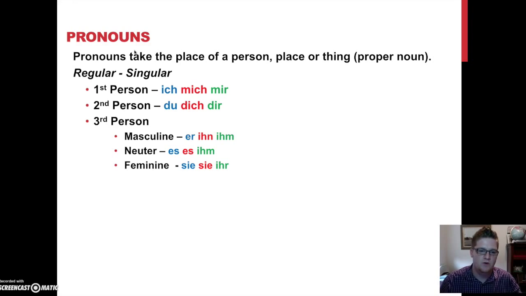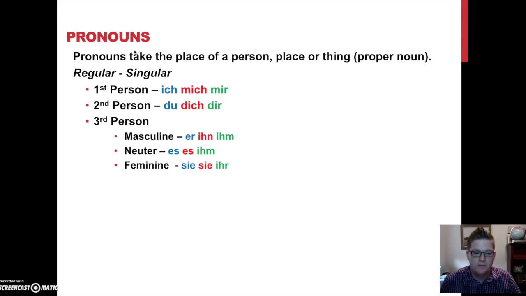Second person, that's when you are talking about another person in that conversation and you're talking to them. Like I am talking to you. For nominative, it is du. For accusative, it is dich. And for dative, it is dir.